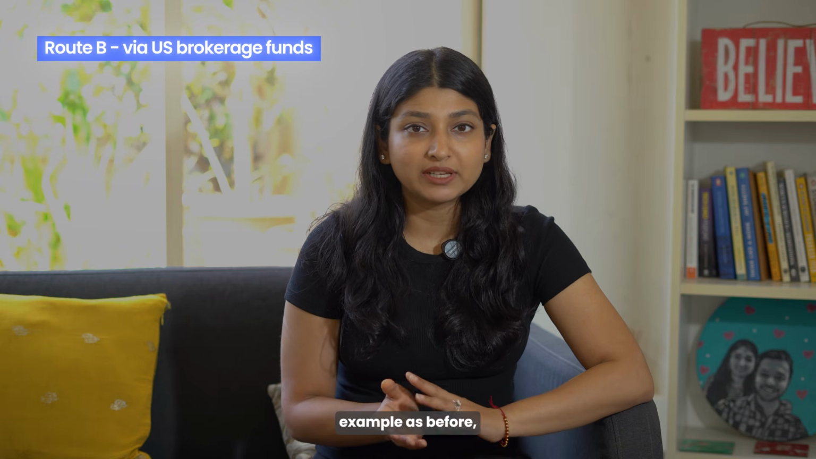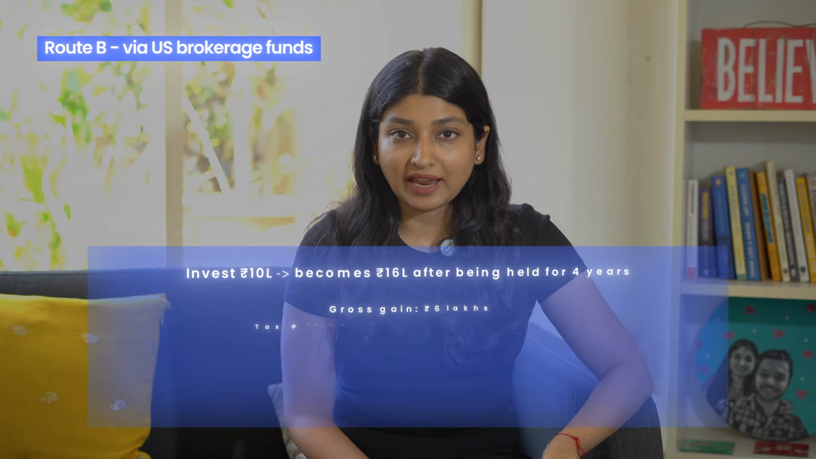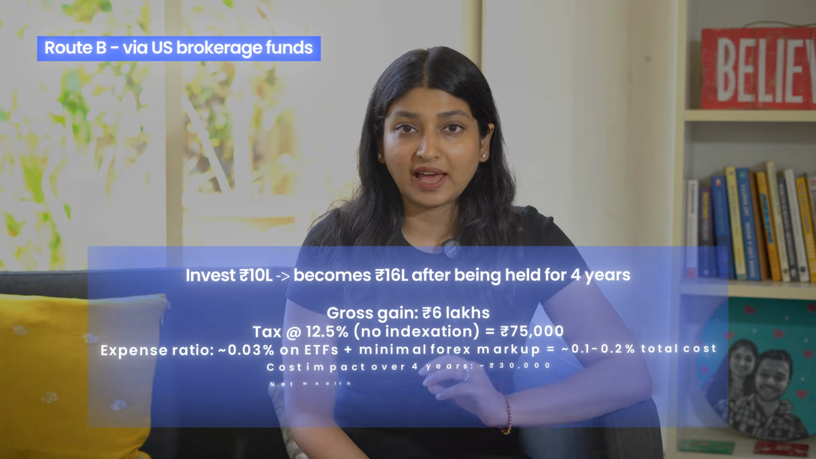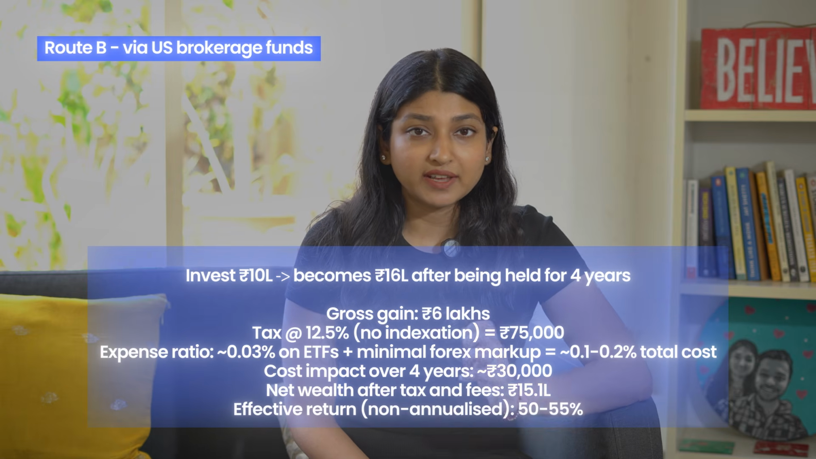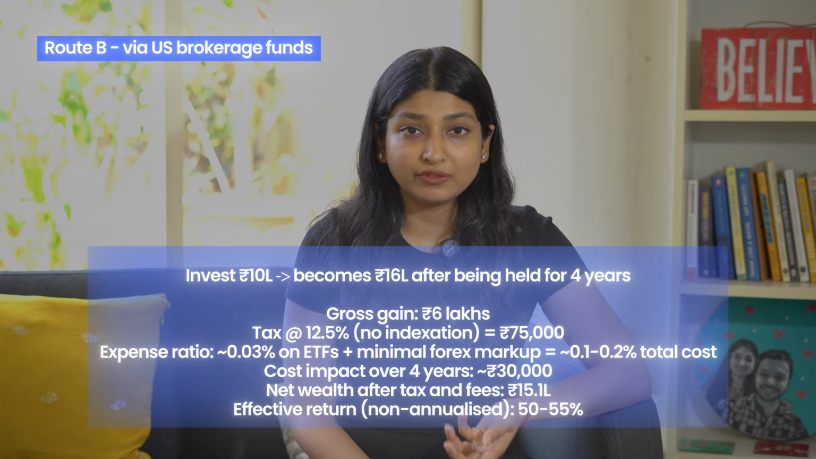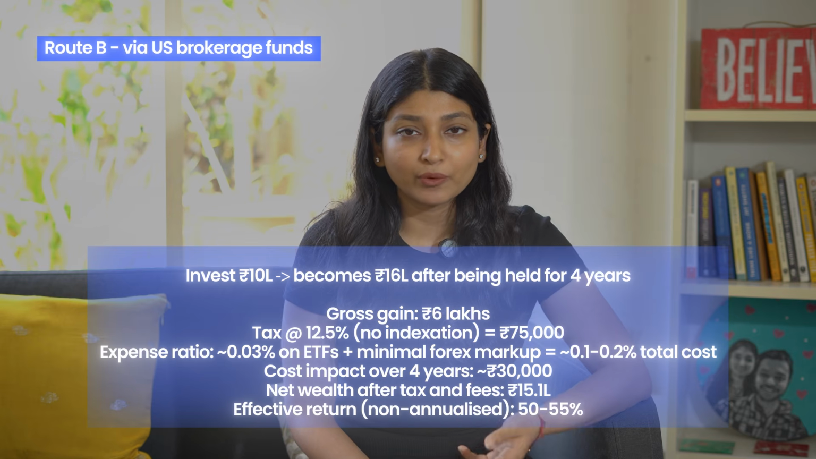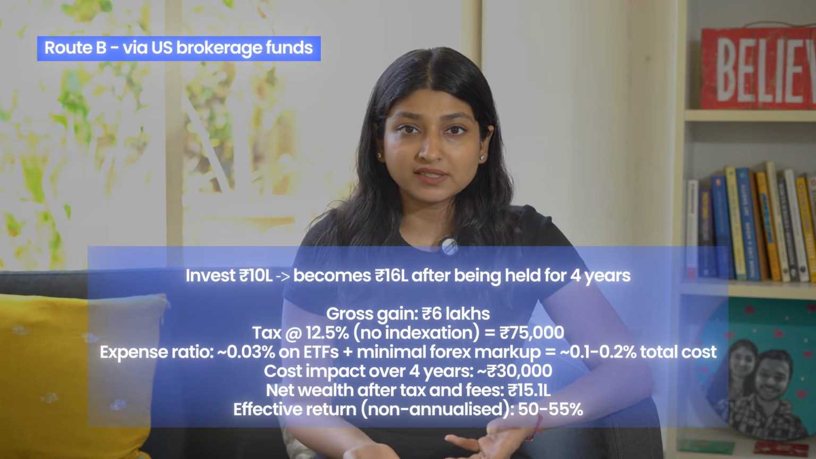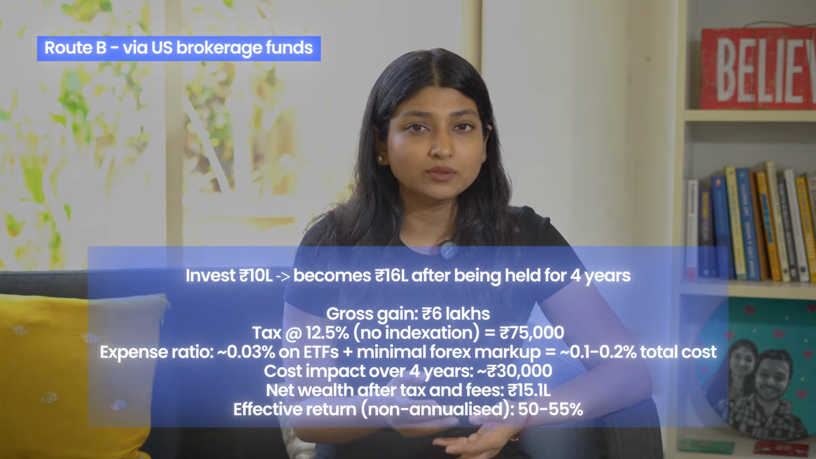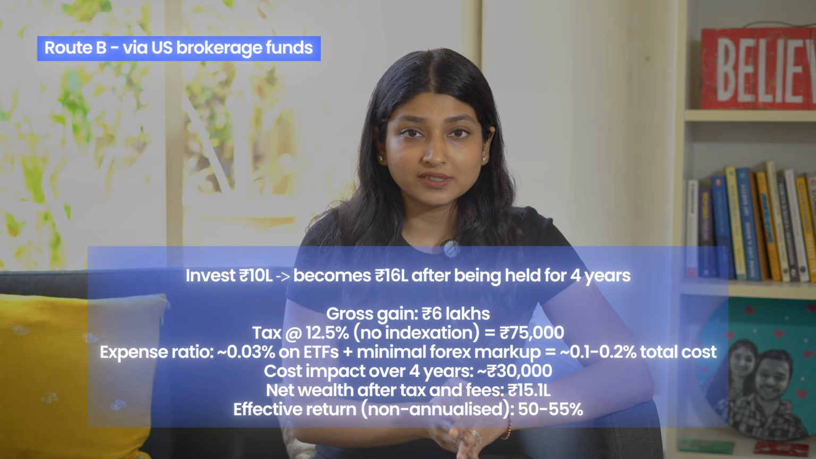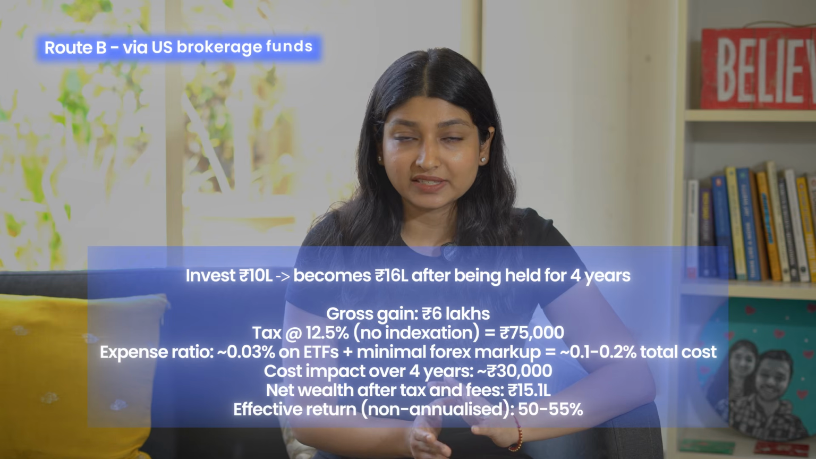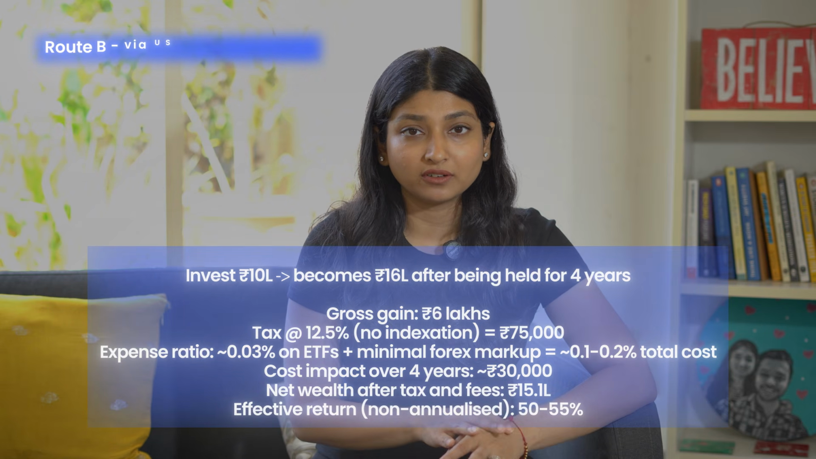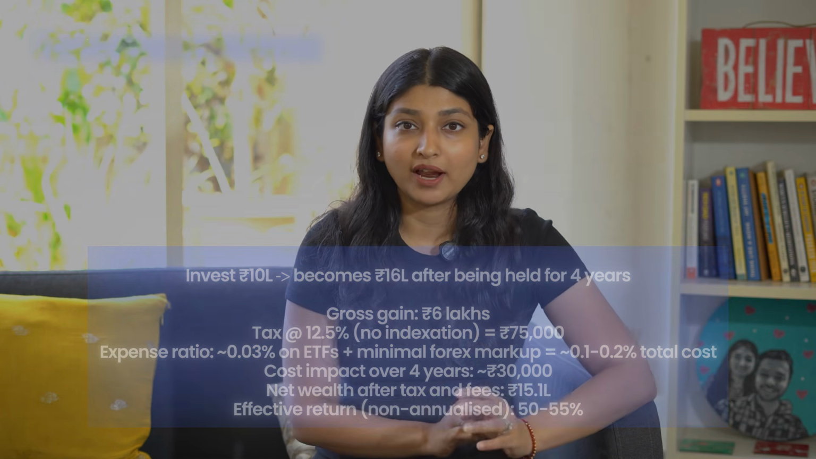So in the same example as before, assuming you invested 10 lakhs and you got 16 lakhs after 4 years, the net tax remains the same. However, the expense ratio in terms of fees changes. With around 0.03% and a minimal forex conversion charge, your expenses after 4 years would come out around 30,000. So your net returns after taxes and fees would be around 15 lakhs in this case, which would translate to an effective return of 55% non-annualized.